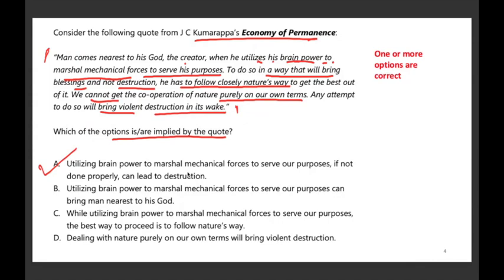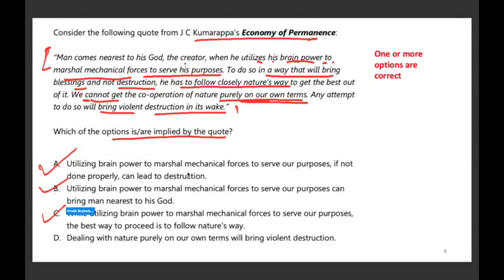Option B: utilizing brain power to marshal mechanical forces to serve our purposes can bring man nearest to God. This is what the first statement itself says. So B is correct. In the case of option C: while utilizing brain power to marshal mechanical forces to serve our purposes, the best way to proceed is to follow nature's way. This is written or implied in this statement.